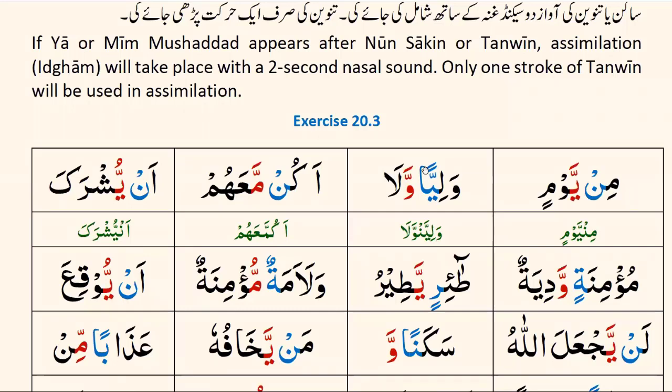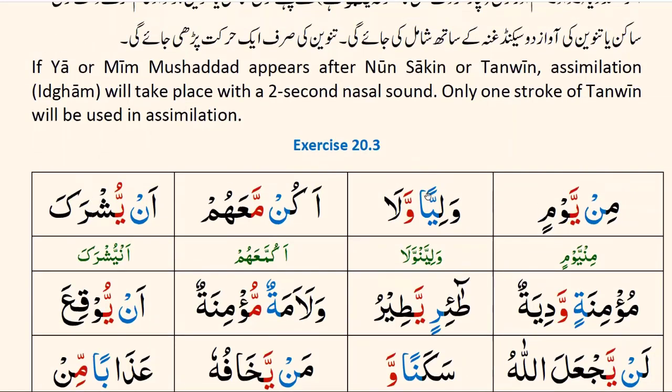Now, you would have noticed that there are 2 strokes of fatha. And this is an example of tanveen. When you see 2 strokes of fatha, or 2 strokes of dhamma, or 2 strokes of kasra in this example here, you will eliminate one of the strokes to join it to the vowel mushaddad, the mim mushaddad, or the ya mushaddad, okay?